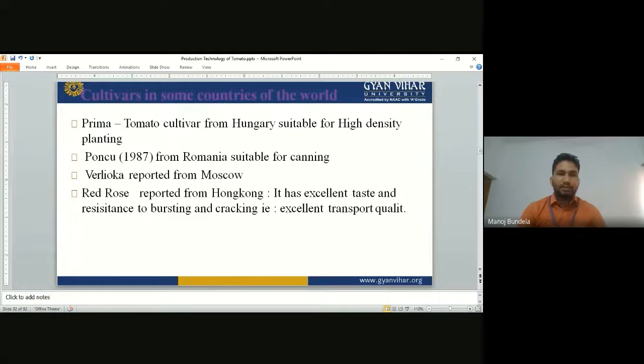Cultivars in some countries of the world. Prima tomato cultivar from Hungary is suitable for high density planting. Popu 1987 from Romania is suitable for canning purpose. Violetka is reported from Morocco. Red Rose is reported from Hong Kong. It has excellent taste and is resistant to rusting and cracking. Excellent transport quality. So Red Rose is mainly grown in Hong Kong and it has excellent transport quality.